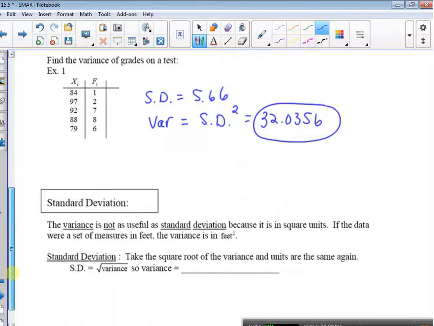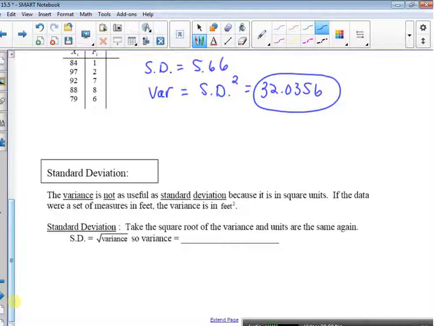So let's take a look down here. The variance is not as useful as standard deviation because it's in square units. If the data were a set of measures in feet, the variance is in feet squared. For standard deviation, you just take the square root of the variance and the units are the same again. So the standard deviation equals the square root of the variance, and the variance was equal to the standard deviation squared, which we already established.